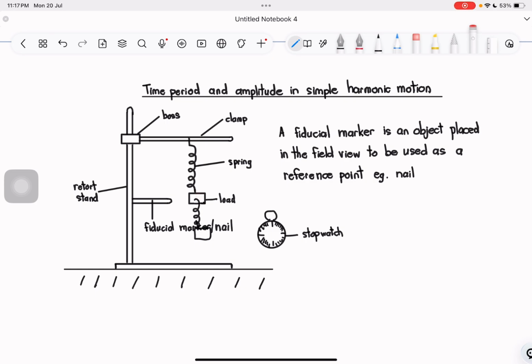So always put the fiducial marker at the equilibrium, because when we perform this experiment in the real world, there will be damping in the system, which means there is loss of energy in the system. It means that the amplitude will decrease by a small amount each time, so we will always aim to place our fiducial marker at the equilibrium position.